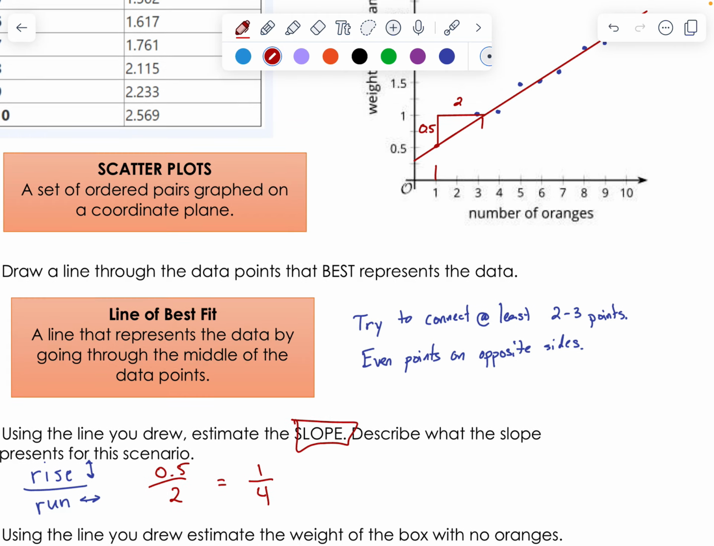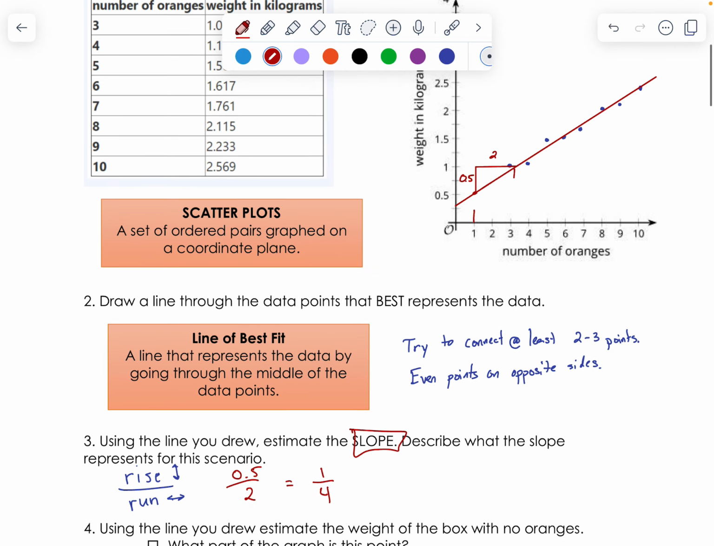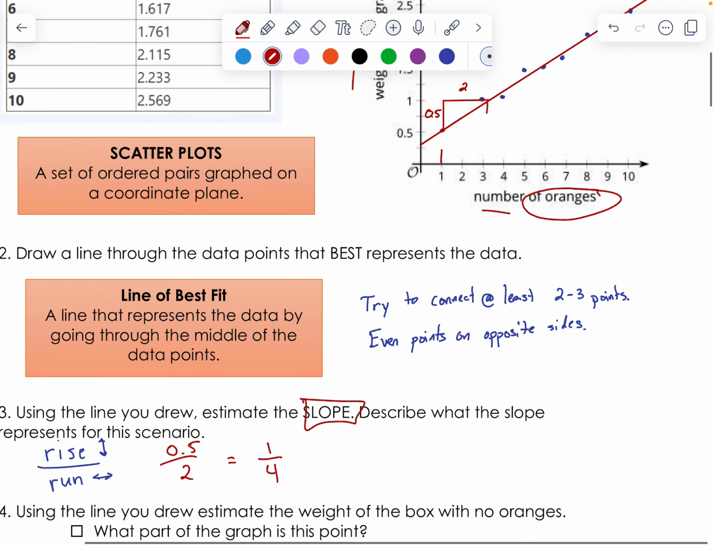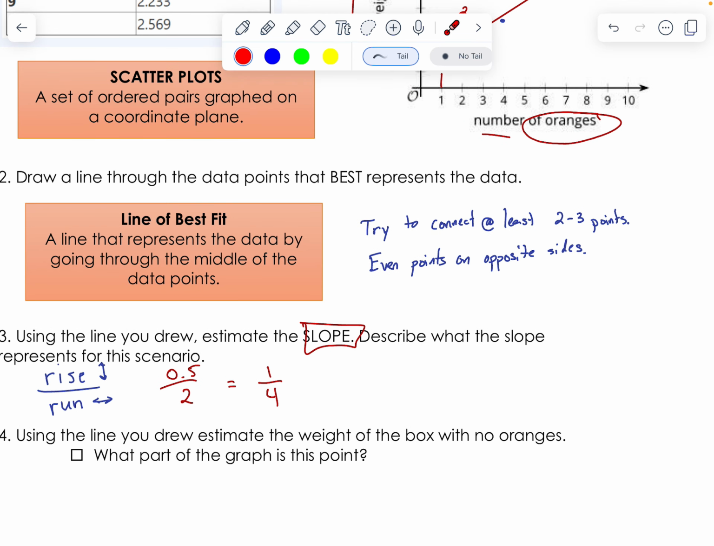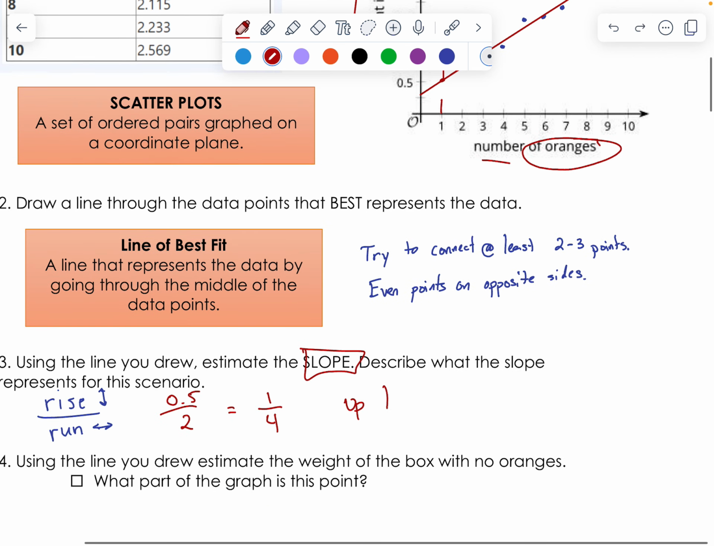Now, what does that slope mean in this case? We're talking about oranges, specifically how many oranges we have and what the weight is. Going up is going up in weight, and going right is going up in number of oranges. So for every 4 oranges, it goes up 1 kilogram. 1 kilogram per 4 oranges.